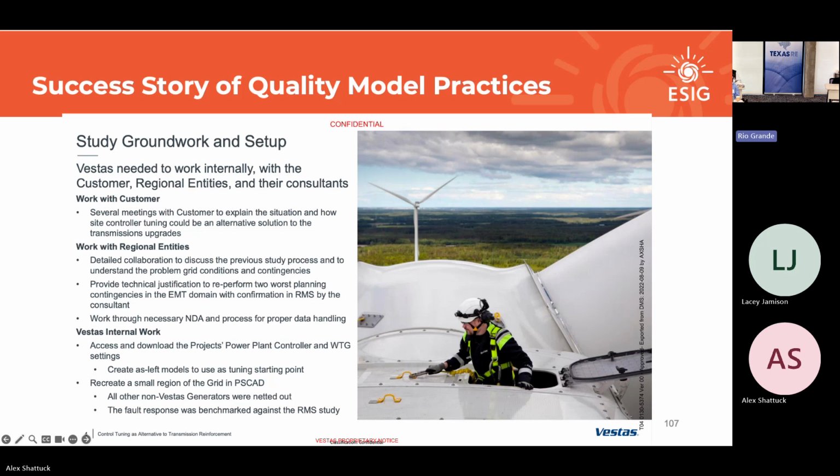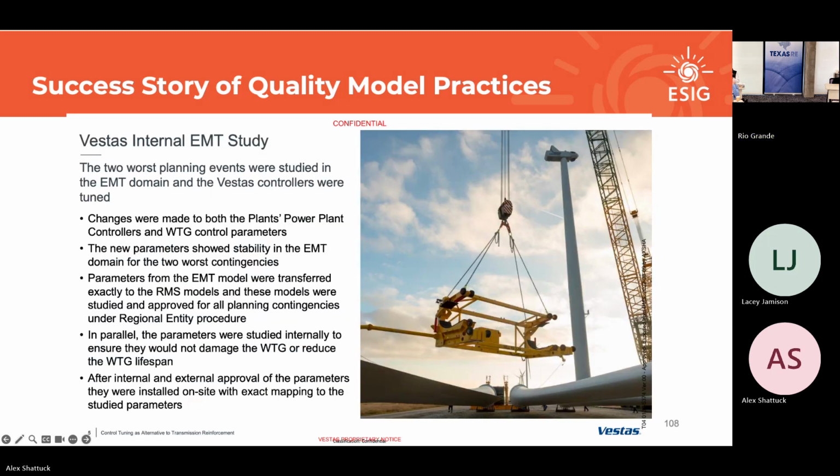We netted everything else out, even neighboring plants, and we had to benchmark it again against the positive sequence. So the worst planning events we studied in the EMT because they were the ones with the 1.75. The other ones were fine to study in the PSPD. We changed a lot of parameters in the plant controllers to make them operate correctly. And also we had to change inverter control parameters.